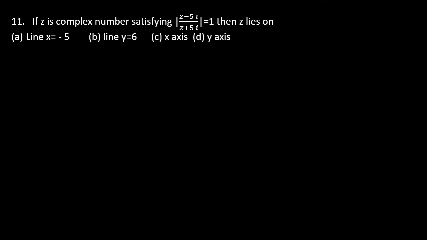Z is a complex number satisfying mod of z minus 5i by z plus 5i equal to 1. Then z lies on a line x equal to minus 5, line y equal to 6, x-axis, or y-axis.